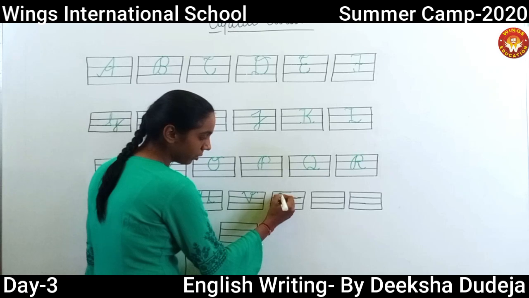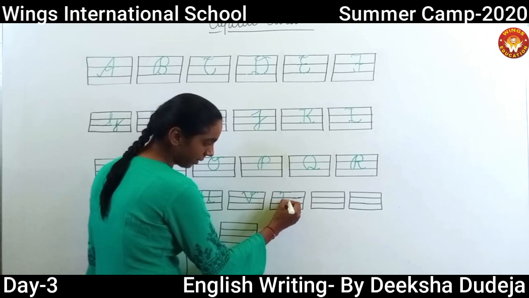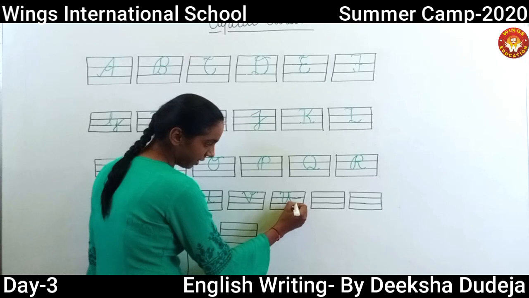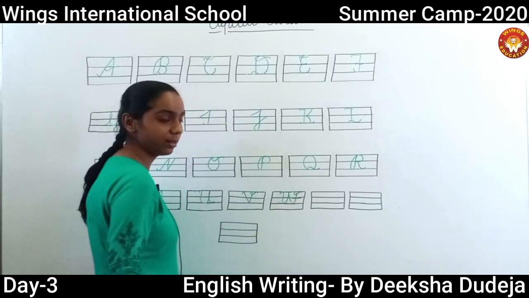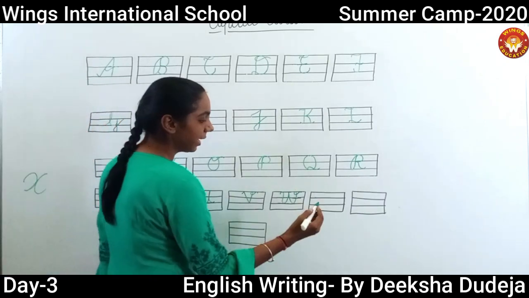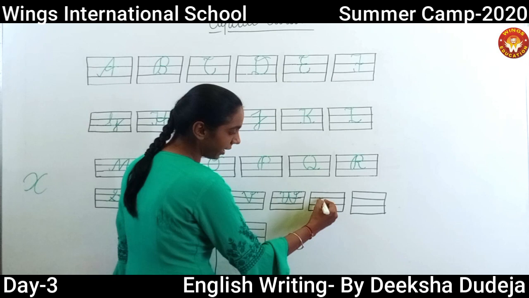Next is W. W starts from first line to third line. Now I draw a small curve line. I draw a small curve and I draw a curve line touching third line. And again the same thing and I round this line. W.